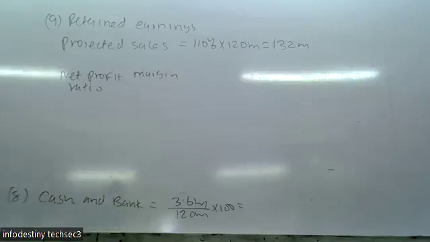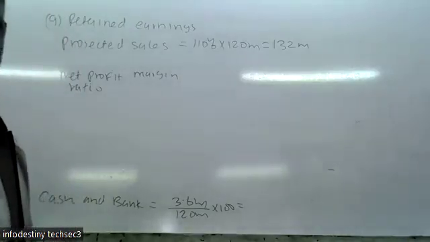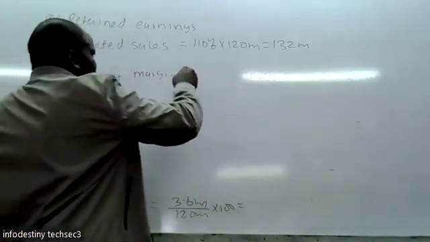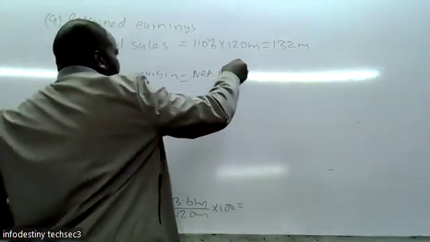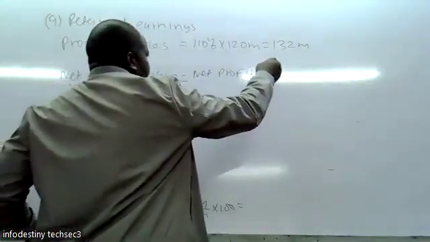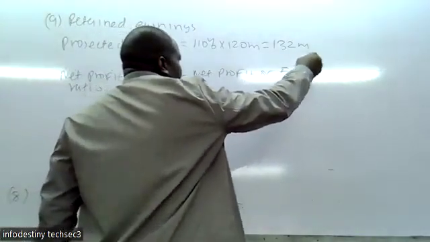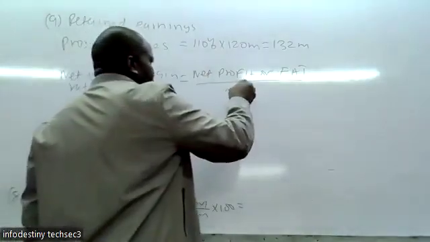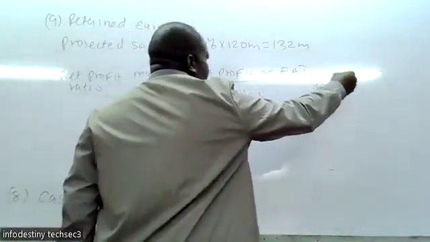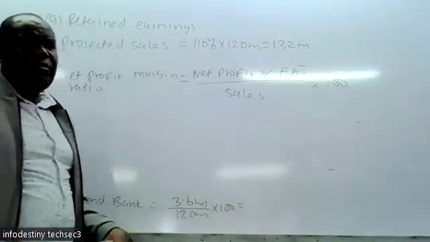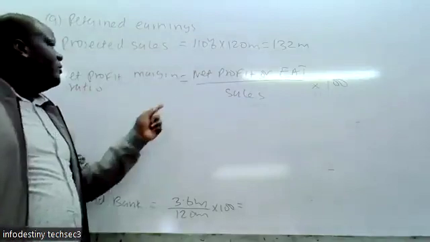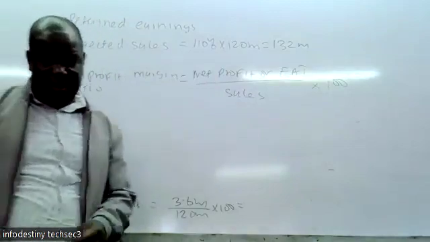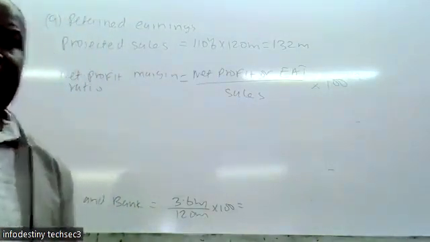So, the net profit margin ratio was not given. To get the net profit margin ratio, we normally take the net profit or earnings after tax and divide by the sales, then we express it as a percentage.